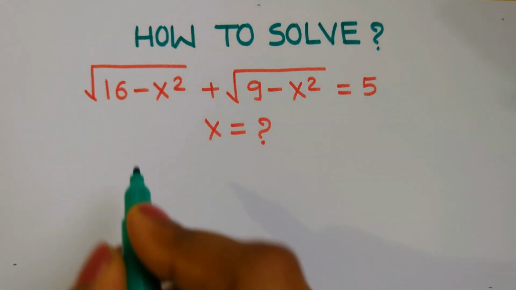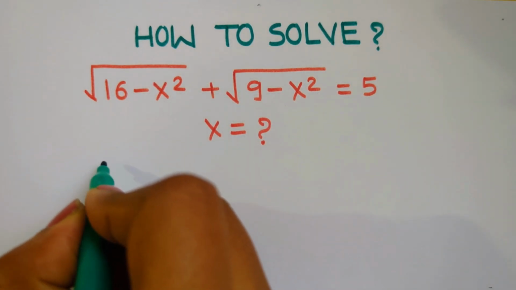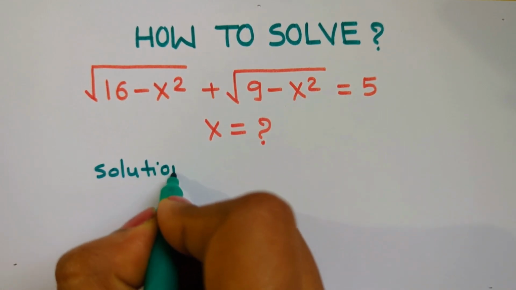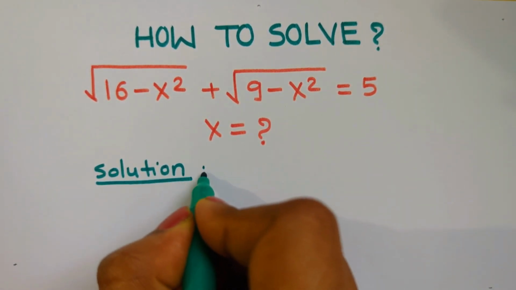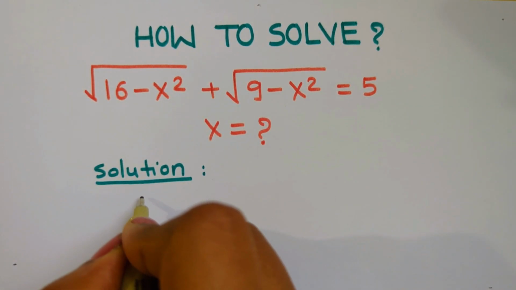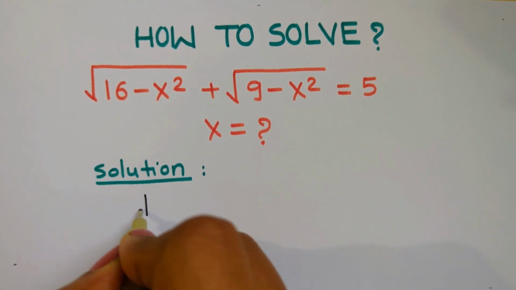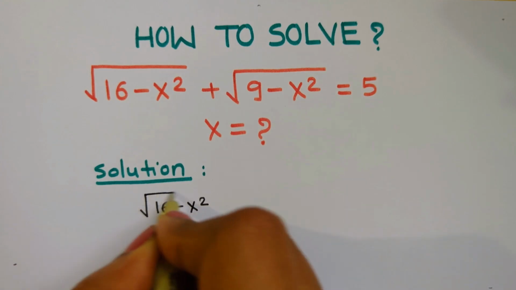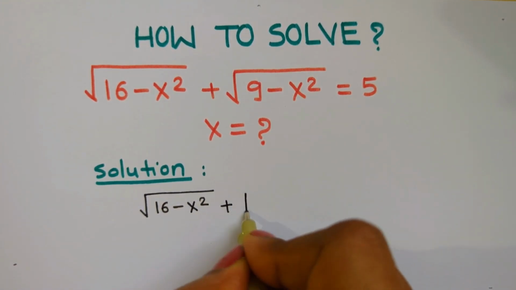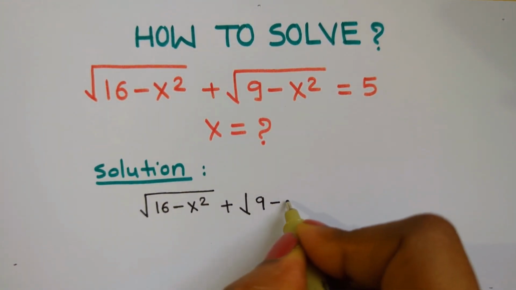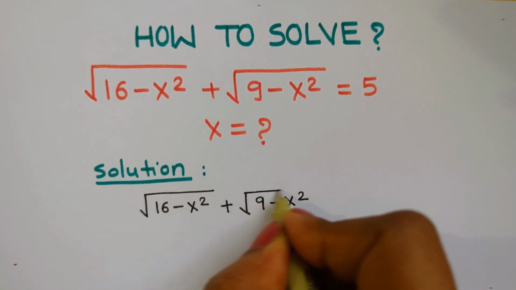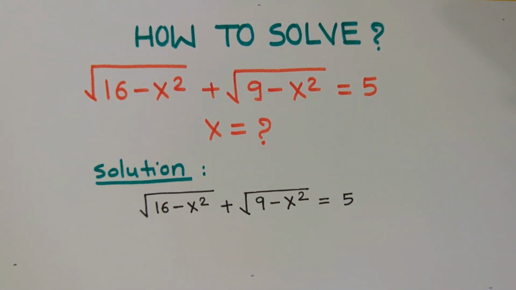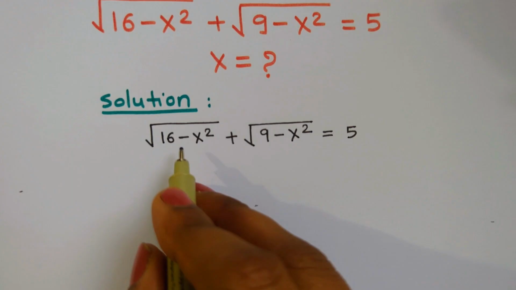Today we have a very interesting equation to find the value of x. So without further ado, let's jump into the solution. So the equation is square root of 16 minus x square plus square root of 9 minus x square equals 5, and we are supposed to find the value of x.